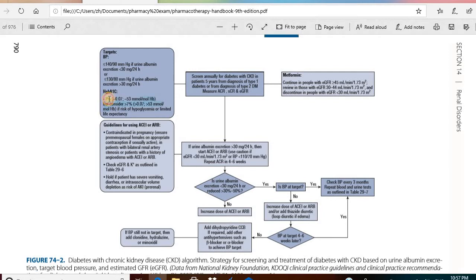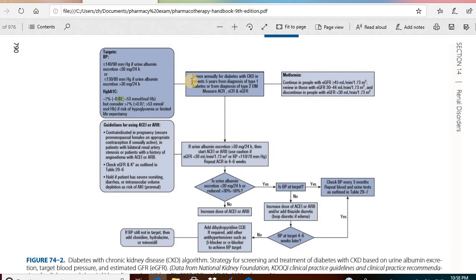HbA1c is a molecule which you can see is necessary for the identification of diabetes. So अब हम diabetes को अगर check करते हैं तो हम HbA1c की amount check करते हैं instead of checking the blood glucose. So if it is 7% like 0.07 या 53 millimole per mole, but consider less than 7% if risk of hypoglycemia or limited life expectancy.